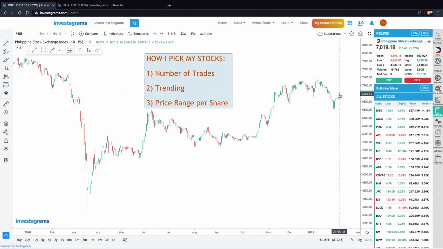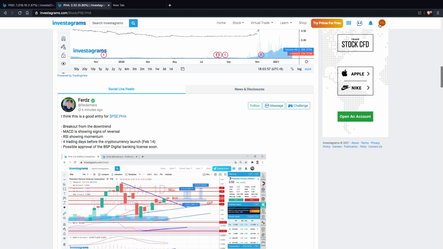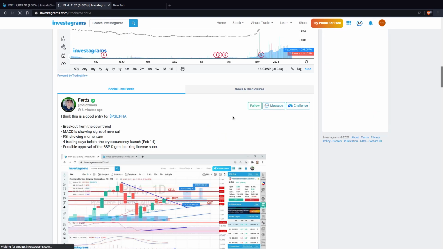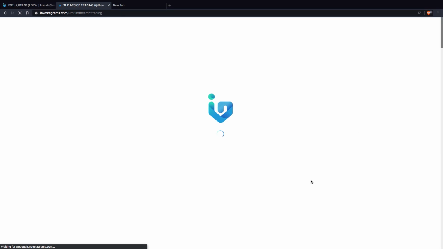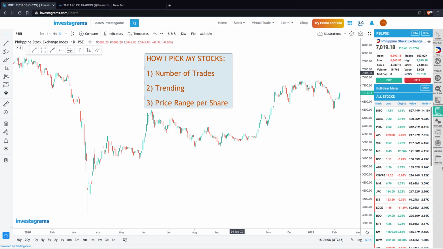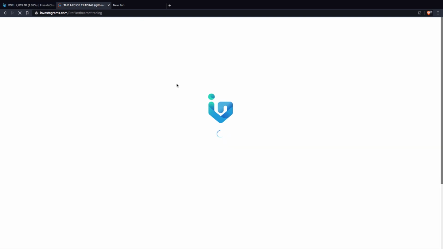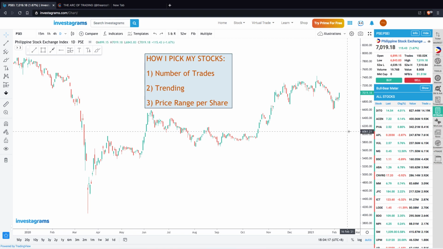So just to reiterate, I watch out for the number of trades that it has, or if it's trending, which you could find in your home, in your profile or the homepage. And you could find those on the right section right here when you load it up. And I also watch out for the price of the stock. So those are the three big things that I look for when I'm picking my stocks to trade or picking my stocks to add on my watch list.